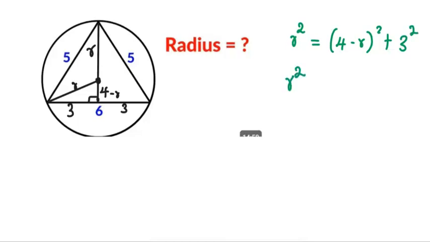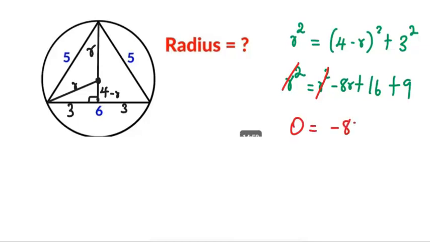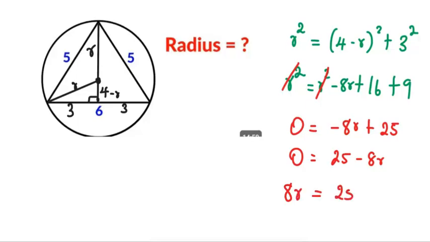Here we get r squared is equal to, expand this to get r squared minus 8r plus 16 and then plus 9. So from both sides, we know r squared gets cancelled. So here we get 0 is equal to negative 8r plus 25. So here, collecting like terms, remember, the right-hand side is the same as 25 minus 8r. So if we collect like terms, we get 8r is equal to 25 minus 0, which is 25.